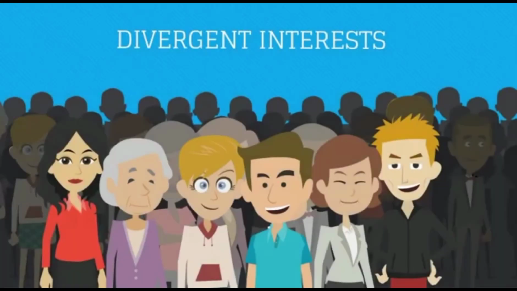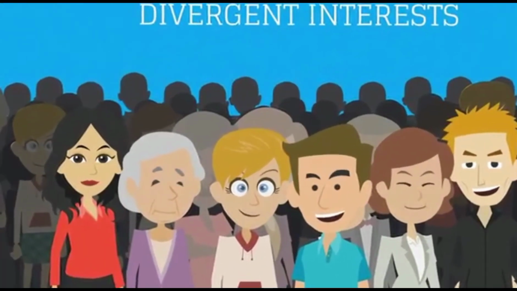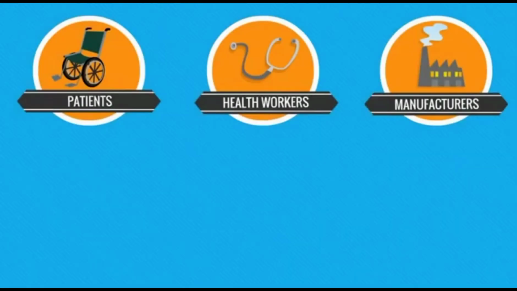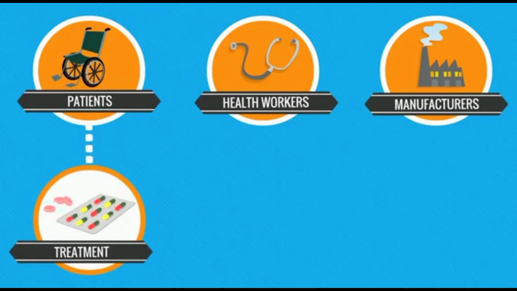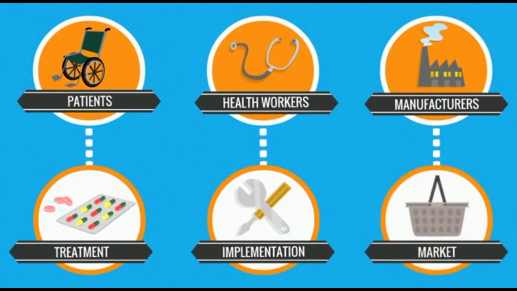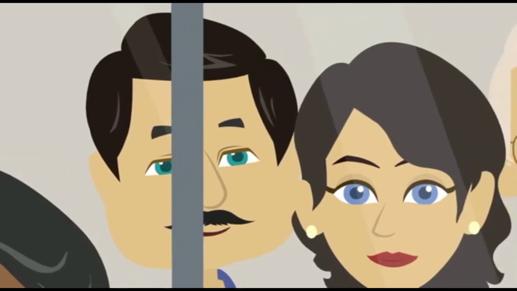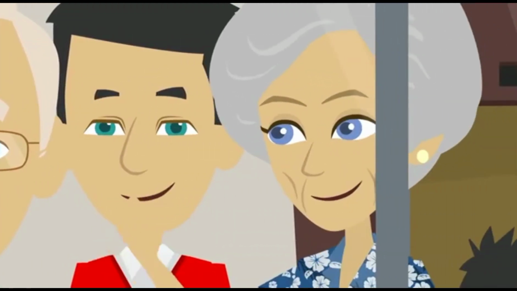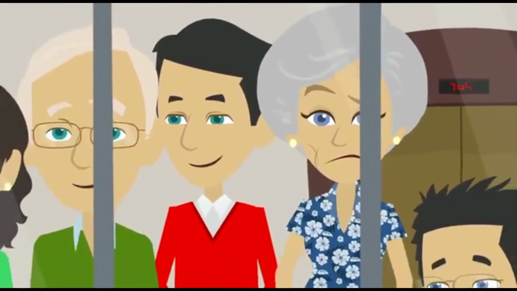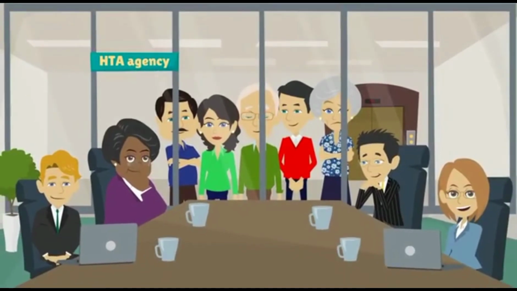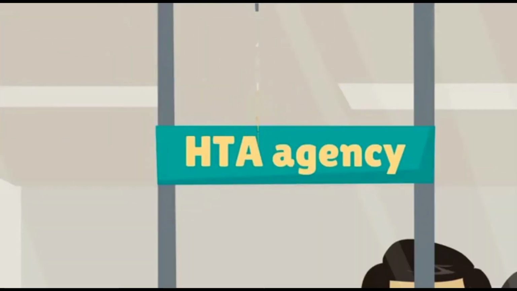In making these decisions, policymakers are confronted with divergent interests and strong pressures from many different stakeholders. For example, patients want the best available treatment. Health workers are concerned about the implementation, and manufacturers want to put their technologies on the market. Policymakers are accountable to the populations they serve. They are therefore expected to organize fair processes, so that all people affected by decisions can find these processes reasonable and confer legitimacy. In practice, organizing such processes is often done by HTA agencies.